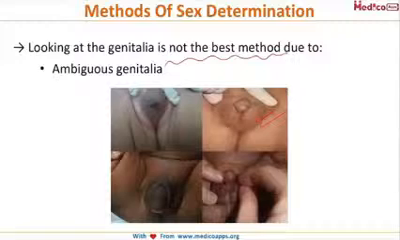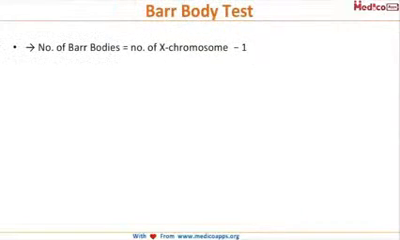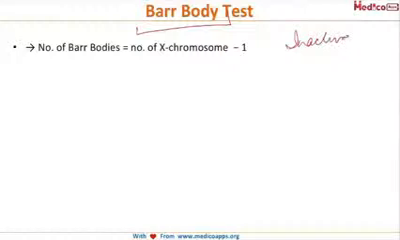They are called ambiguous genitalias, and we'll discuss about this later on. Now, the third method of sex determination is looking at the Barr bodies. Now, the concept that I would like to give you here is, what is Barr body? These are the inactivated X chromosomes. So, in any individual in which two X chromosomes are present, one X chromosome is inactivated so that this excess of this genetic material is not transferred to the individual.